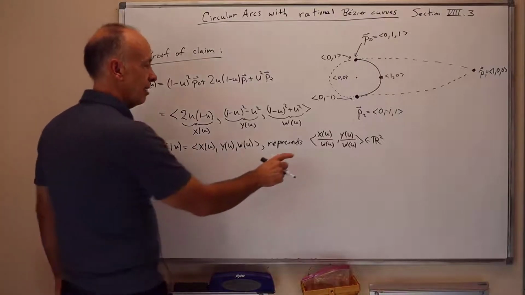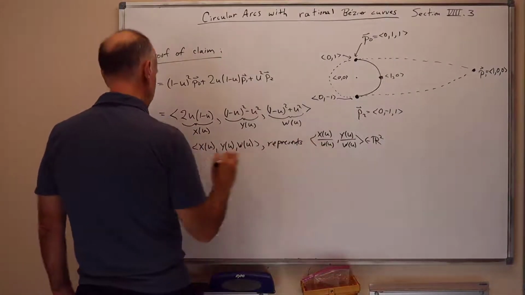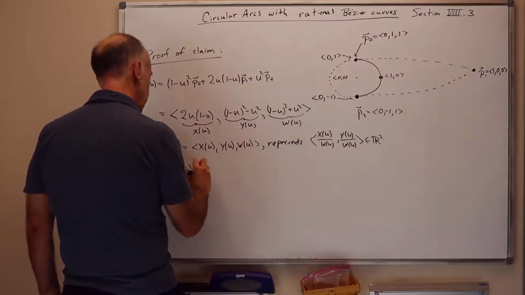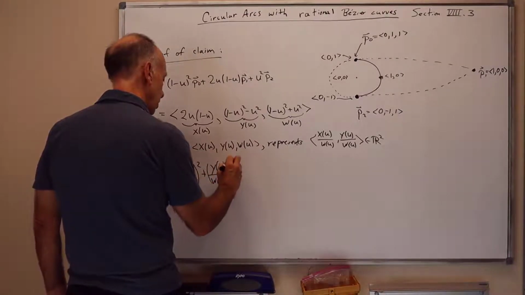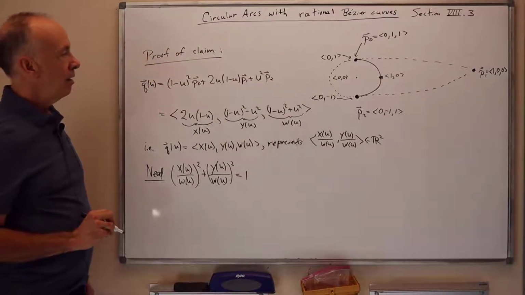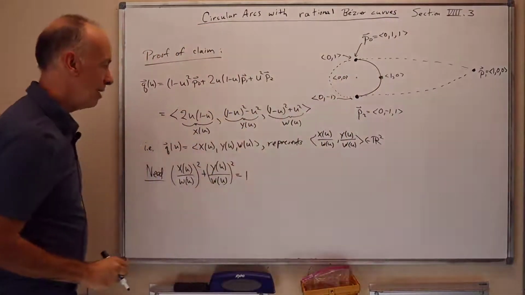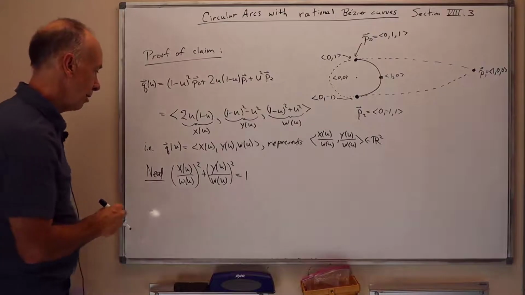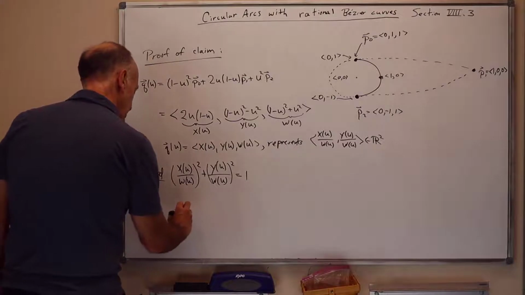So we need to show that this lies on the unit circle. In particular we need x of u over w of u squared plus y of u over w of u squared equals 1, so that we're representing a point at distance 1 from the origin. We need to show more things too, namely that we're always on the right side of the circle instead of the left side, but that's easy to show just by checking the signs of these functions for u between 0 and 1.